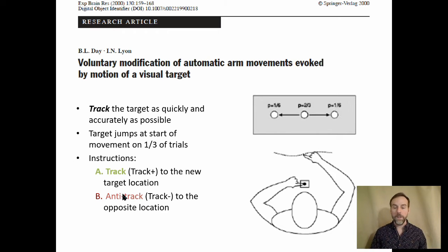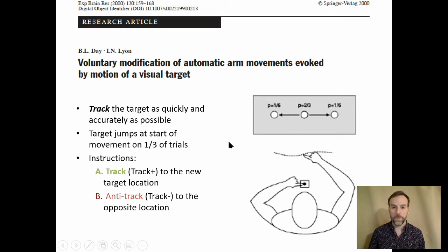Now the other condition they did, I'll explain them both at the same time because they're not that different, is of course anti-tracking. So now they're told if the target jumps to the left, then they should track an equal distance in the opposite direction to the right. And if it jumps to the right, they should track to the left.